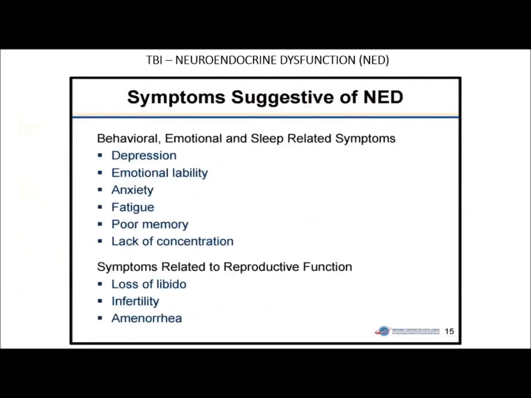So what are the symptoms of neuroendocrine dysfunction? They all look familiar: depression, emotional lability, anxiety, fatigue, poor memory, lack of concentration, right? And then reproductive function: because of low testosterone, or for women low estrogen or low progesterone, all these things are all over the map. Bottom line is it affects sexual function and fertility, and for women, their periods. So we already know what these things do. We're still not looking at them regularly to check all these things.